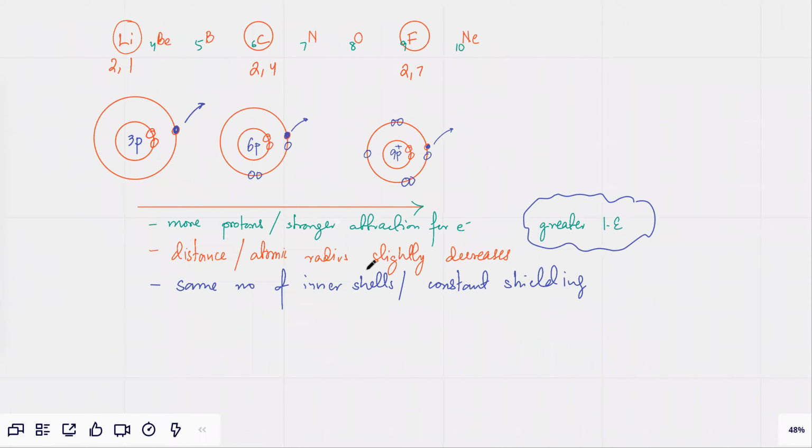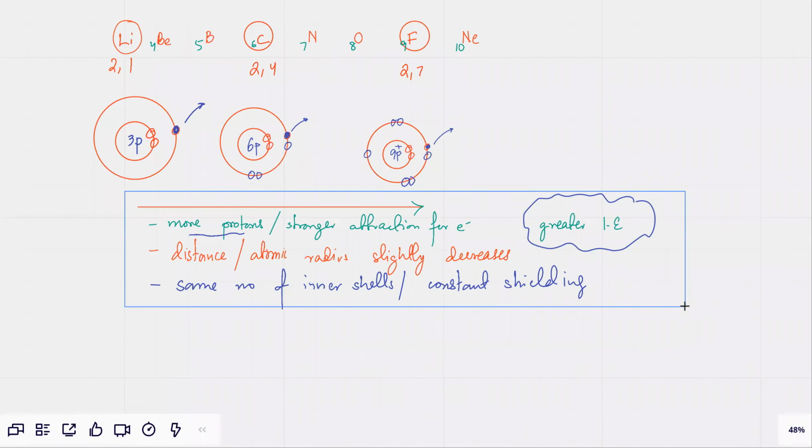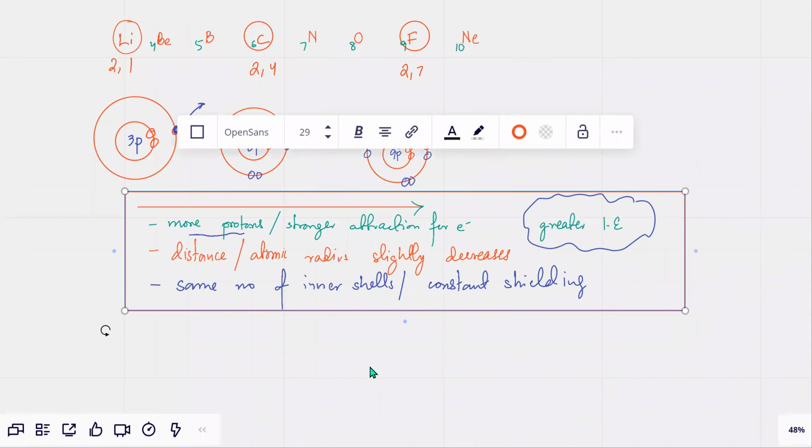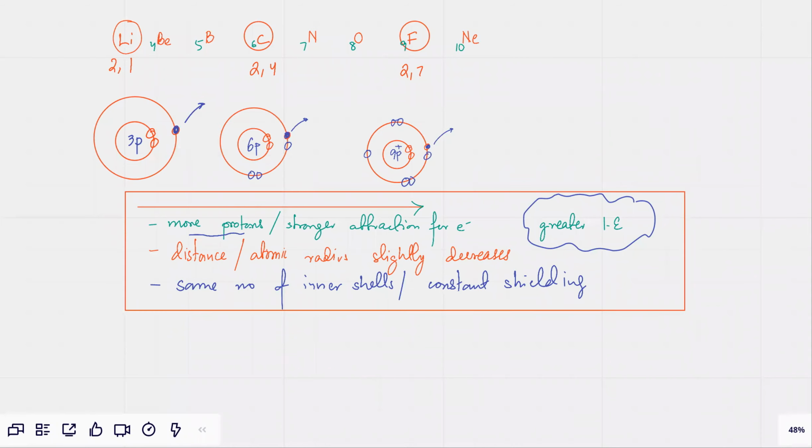Constant shielding, distance slightly decreases, but the number one reason why you have an increase in ionization energy is you always get more protons when you move to the right. So remember this as well across the period. Okay, across the period, you have this going on.